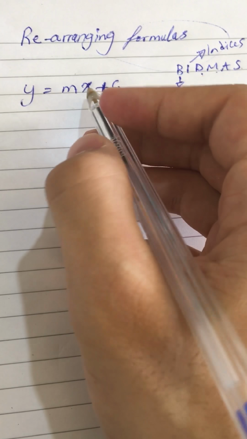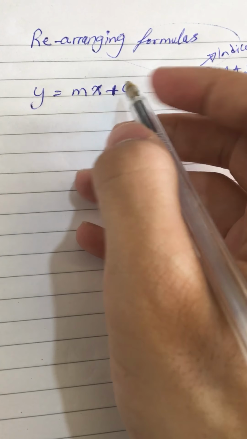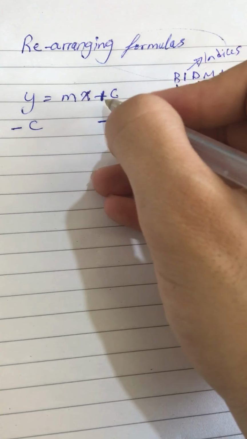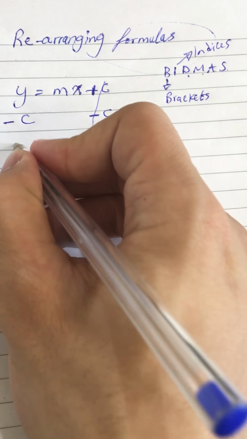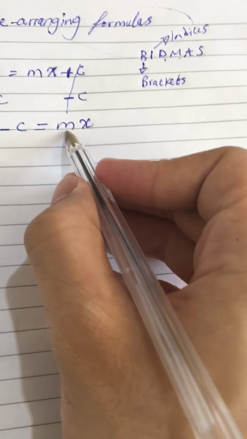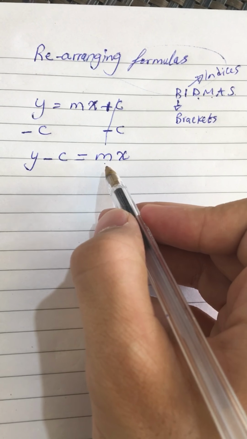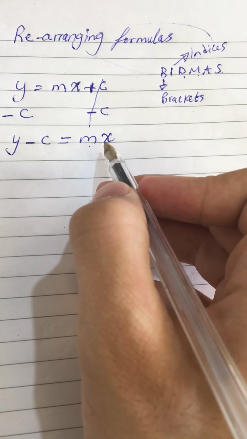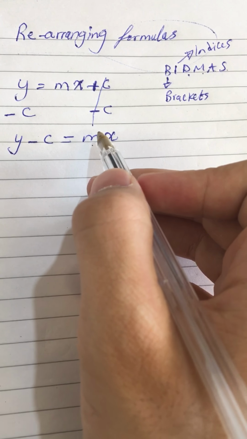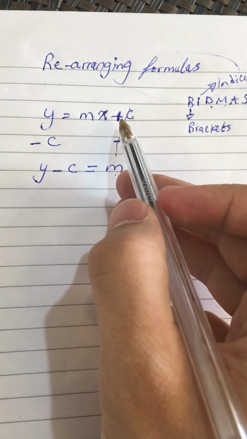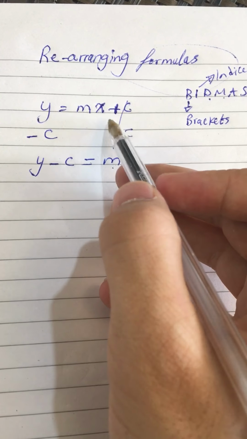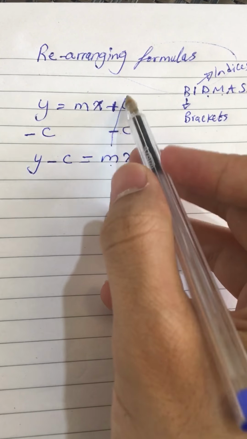So, in order to rearrange for this equation, we want to make x stay on one side of the equation. So what we do is first get rid of c. So subtract c from both sides. So minus c, minus c. C cancels out. You're left with y minus c equals mx. Now, in order to rearrange equations, you always have to do the opposite operation. So here we had mx plus c, so we did the opposite to get rid of that plus c. The opposite of plus c is minus c, so we subtract c from both sides.